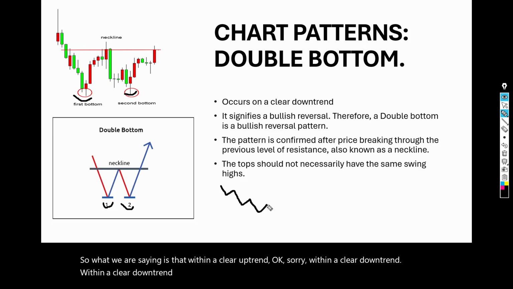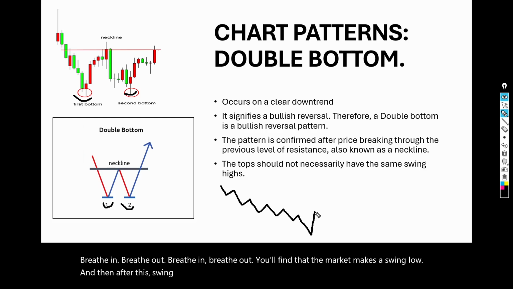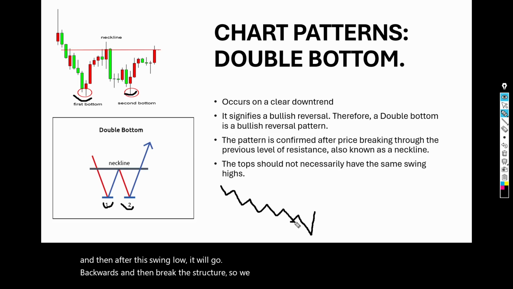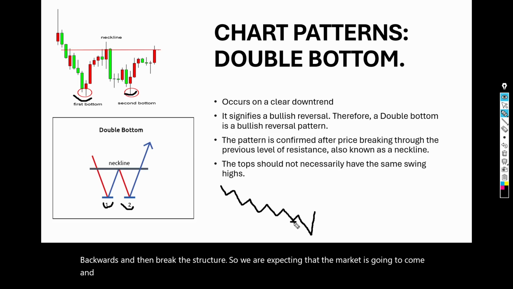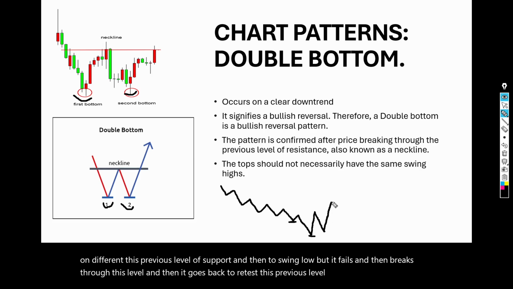you'll find that the market makes a swing low, and then after this swing low, it will go backwards and then break the structure. We are expecting that the market is going to come and find resistance, not support, on this previous level of support. It attempts a new swing low, but it fails and then breaks through this level, and then it goes back to retest this previous level of support, and then it goes high again.